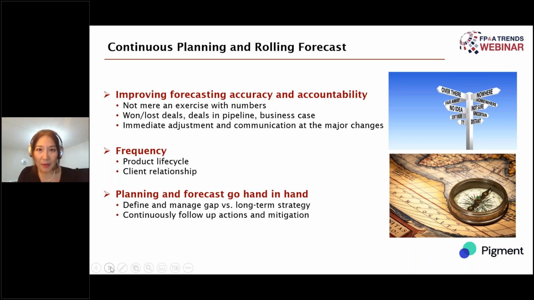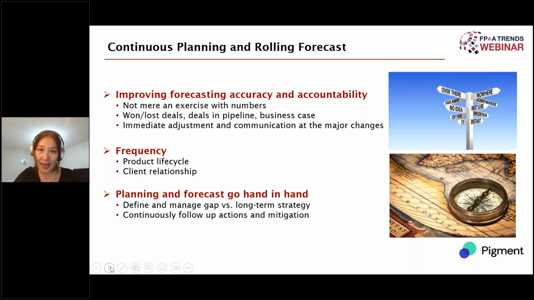If we see any major changes happening in the market with competitors and so on, then we make immediate adjustments and communicate them in the organization. When it comes to forecast frequency, I believe it's very important to consider product or client relationship life cycle and how fast your goods or services move.